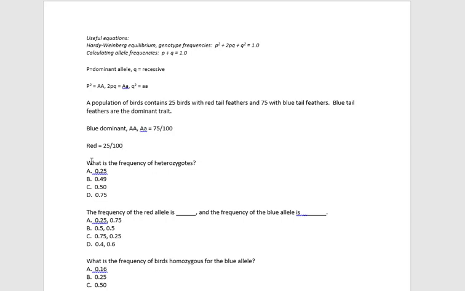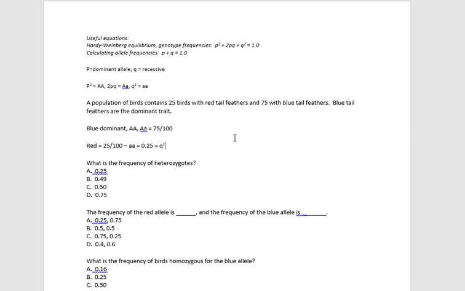Remember that a red phenotype in this case is recessive, which means the only possible genotype for this would be your homozygous recessive. That being said, if we figure out our frequency here, then we know that our homozygous recessive frequency would be 25 divided by 100, which is 0.25. So 0.25 is equal to Q squared.